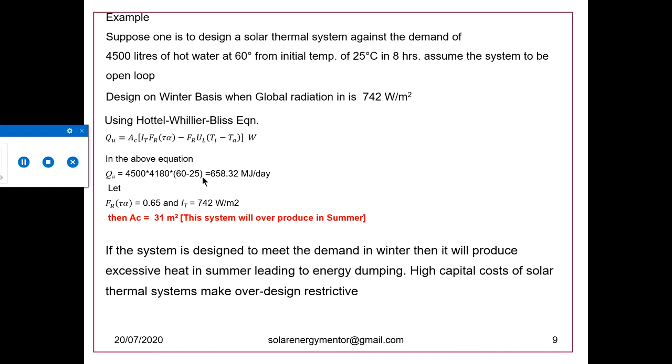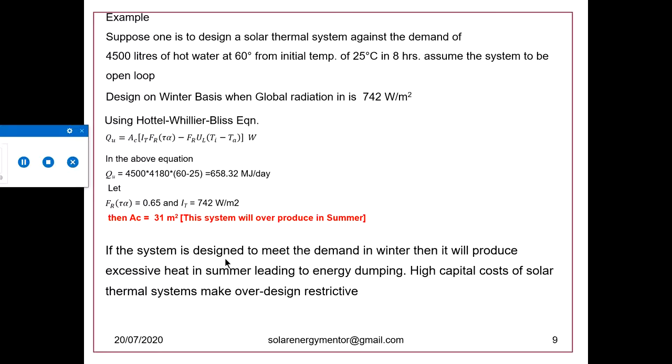So m Cp delta T, this expression gives 658.32 megajoules per day of useful heat gain. So if you substitute this figure here and evaluate, you determine the value of collector area. The collector area will come out to be 31 meter square. So if we design the system on a winter solar radiation basis, the collector area will be 31 meter square. So this system will overproduce in summer, because in summer the solar radiation intensity is very high, of the order of 974.